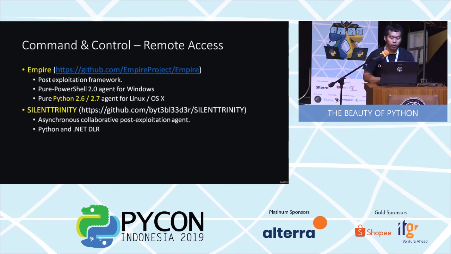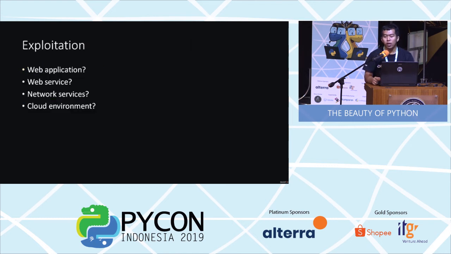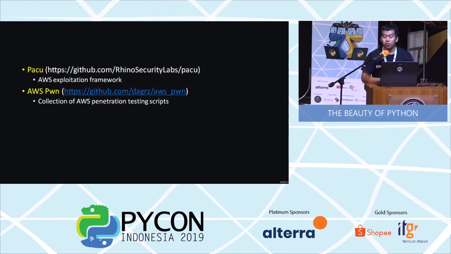And when we are exploiting, we are not limited to the organization only. Like I said, we can attack the third party. We can attack the cloud, like AWS. There are some scripts that are usable, like Pacu, I don't know how to pronounce it, or AWS Pwn. Some collection of scripts that can help us to attack cloud servers.